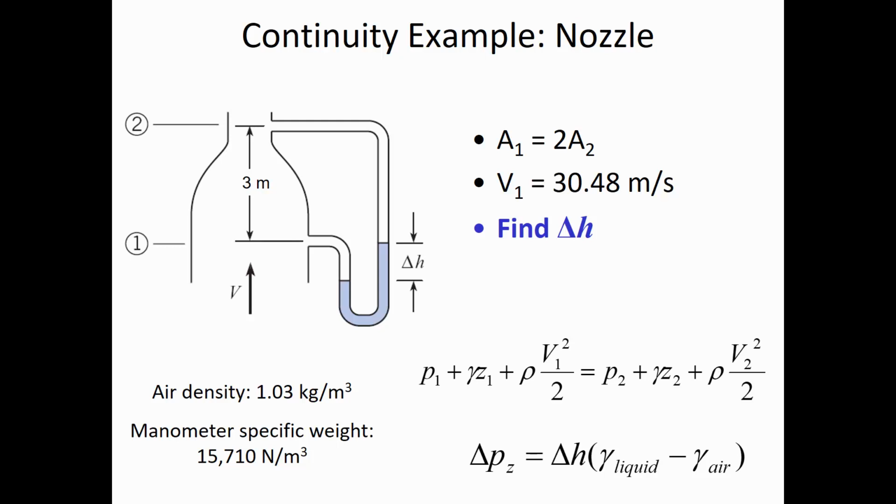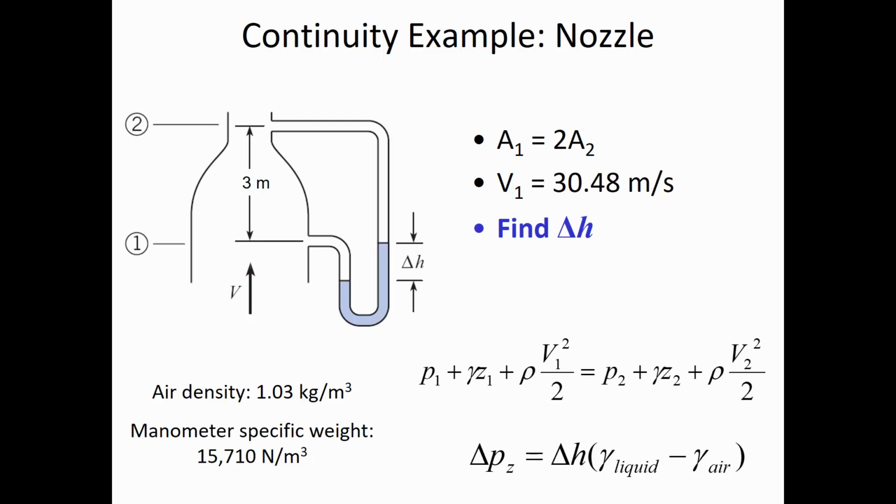Bernoulli's equation says, well, you've got a difference in elevation between the 2 points. We know the fluid density; the fluid that's going through the nozzle is air. So Bernoulli's equation will tell us how the pressure is going to change because of the change in velocity. And the continuity relationship tells you the change in velocity. So V1 and V2, well, V1 is given directly. V2 you get from the continuity relationship.